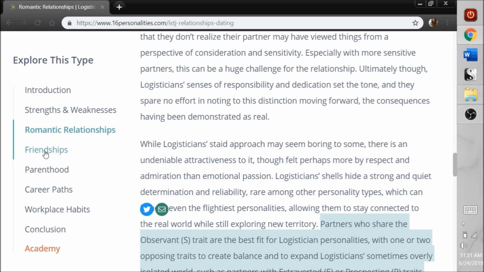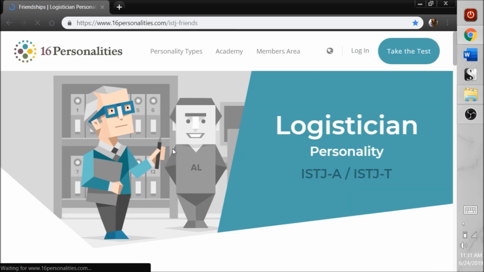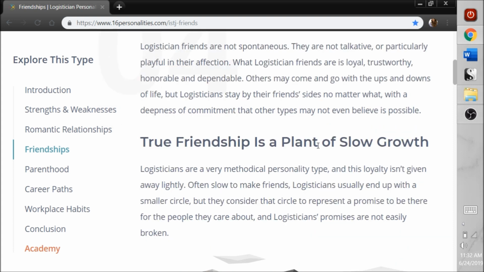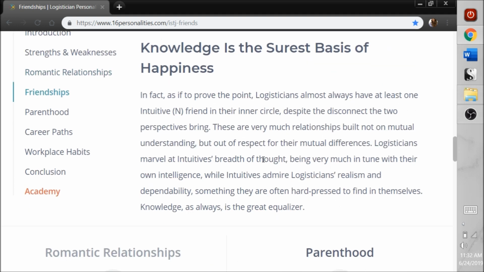Speaking of friendships, that's the next little tab on our list here. And this just gives you some awesome information about what logisticians are like in a friendship relationship. So again, really good information to know about a character is how they relate to their friends. And this whole paragraph was really exciting for me to read because Ari's love interest, Charlotte, is definitely an intuitive. She has the N trait in her personality type.